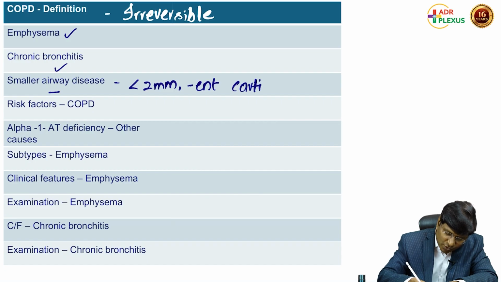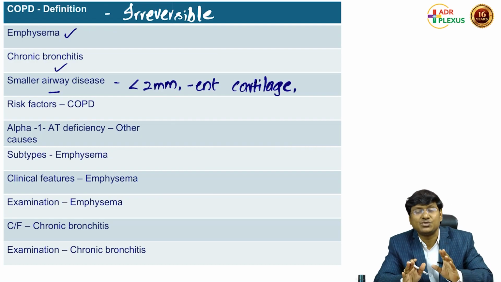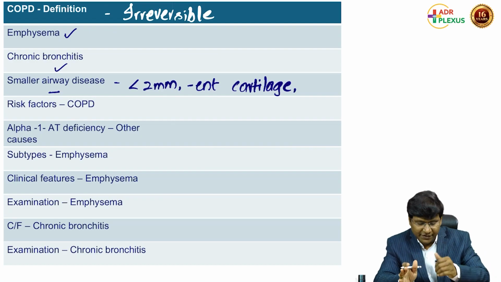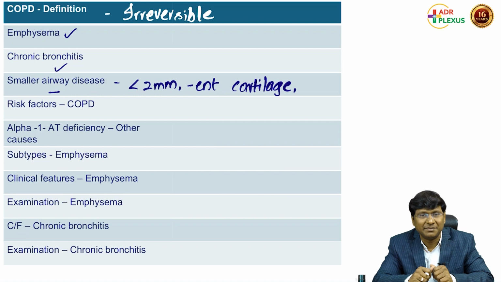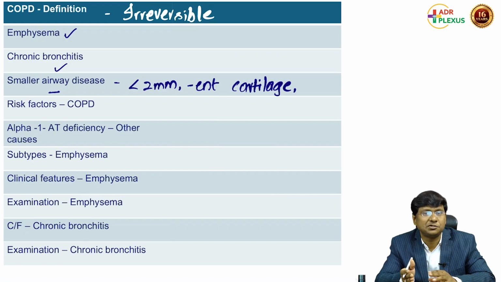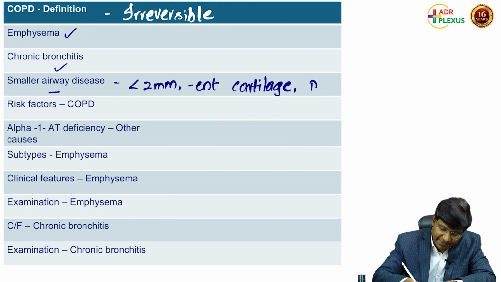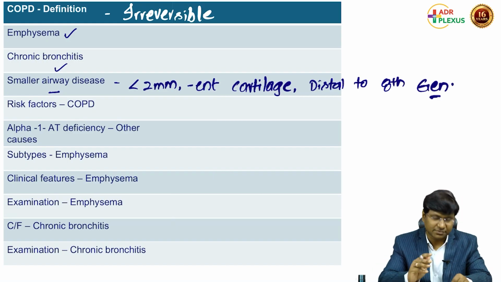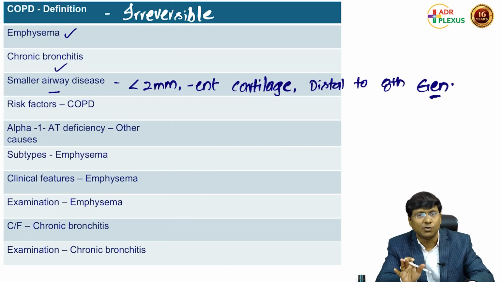Right, there is absence of the cartilage within these smaller airways. So it is non-cartilaginous airways with an internal diameter of less than 2 mm, right? And the smaller airways are located from approximately the 8th generation of the airways down to the terminal bronchiole. Okay, so distal to the 8th generation is where you have the presence of the smaller airways.